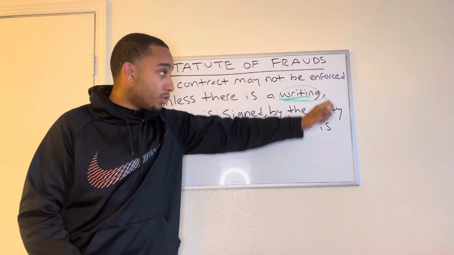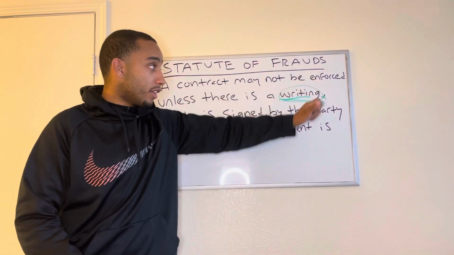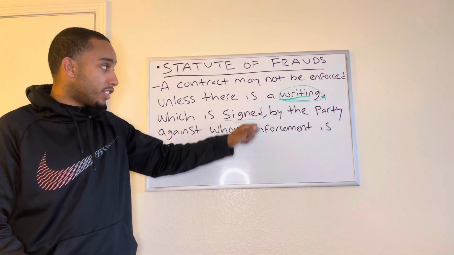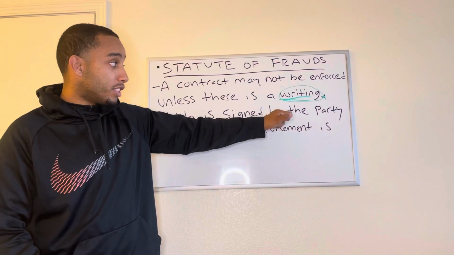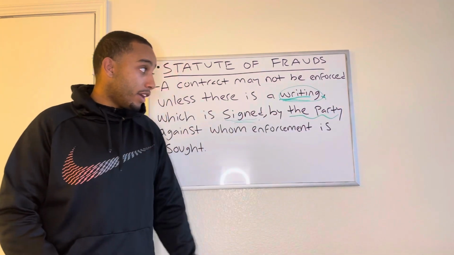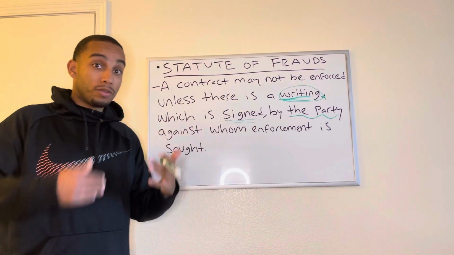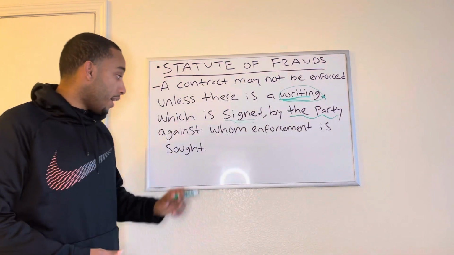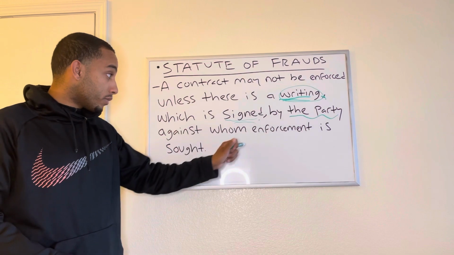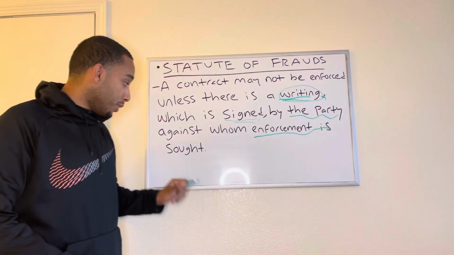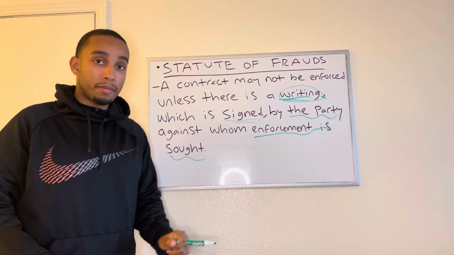Let's say plaintiff and defendant are suing each other, and the defendant has a writing in the contract. The defendant signs the contract. The defendant is the party in this definition. In this case, the party is the defendant, and the plaintiff is trying to enforce the contract against the defendant. That's why enforcement is going to be sought against the defendant.